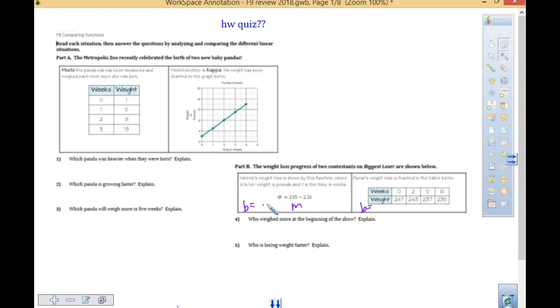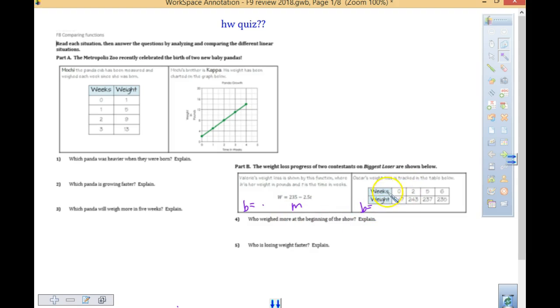What did you say, Ramiro? How much does hers begin at? I don't know, that's why. So W equals 225 minus 25T. And it says that this is a function of her weight loss where her weight in pounds and time is W weeks. So which one do you think is her beginning?